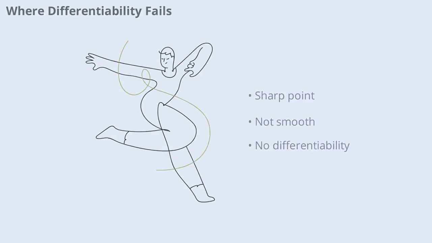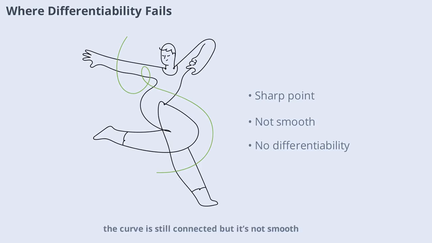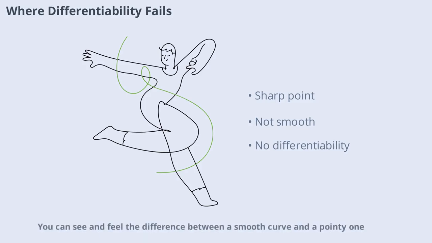What if our curve has a sharp point like the tip of a mountain? At that spot, the curve is still connected, but it's not smooth. That's a place where differentiability fails. You can see and feel the difference between a smooth curve and a pointy one.